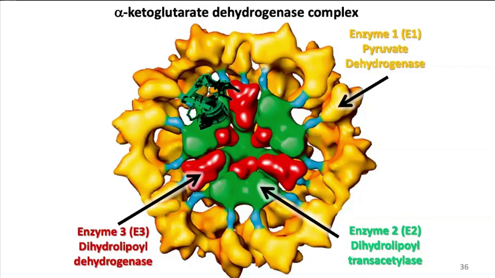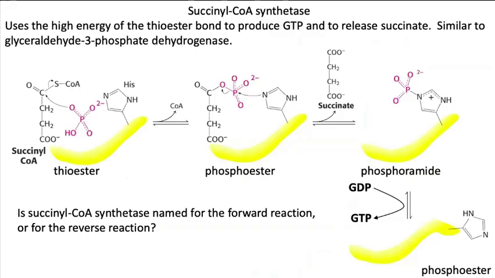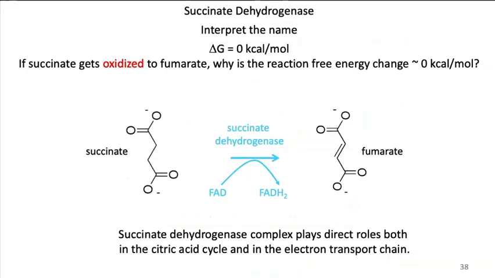And again, I don't want you focused on these, but you can see that succinate dehydrogenase, if you interpret it, takes hydrogens away from succinate. So where do those electrons come from? The hydrogen atoms come from succinate to form FAD to FADH2, if you look at succinate and fumarate.